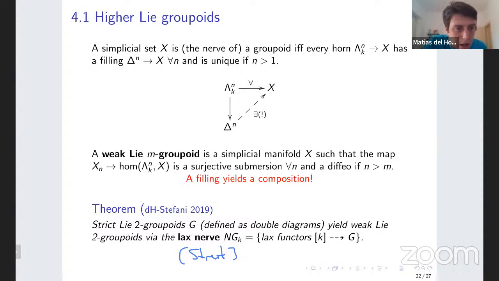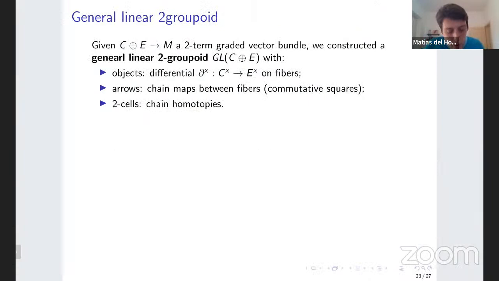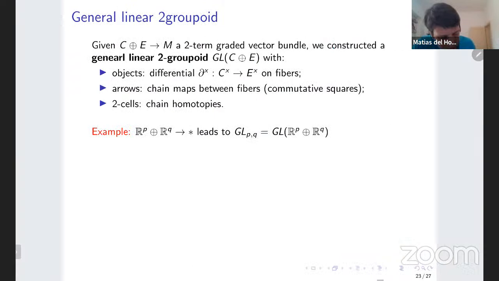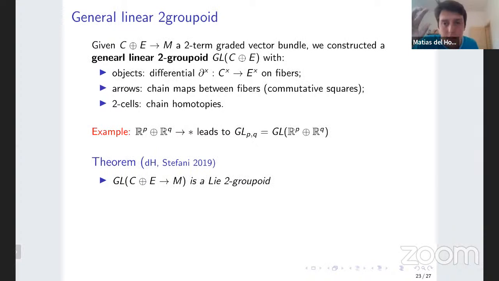Then what we did with Davide, we showed that we managed to build this general linear 2-groupoid, which is a Lie 2-groupoid whose objects are, I start with a two-term graded vector bundle, and then I take as objects the differentials on the fibers, as arrows chain maps between the fibers, and as two-cells chain homotopies. Well, what we showed is that this actually gives you a Lie 2-groupoid, okay? Strict in the sense that there is a composition, but not so strict because not every arrow is invertible. Arrows are invertible only up to homotopy, okay?